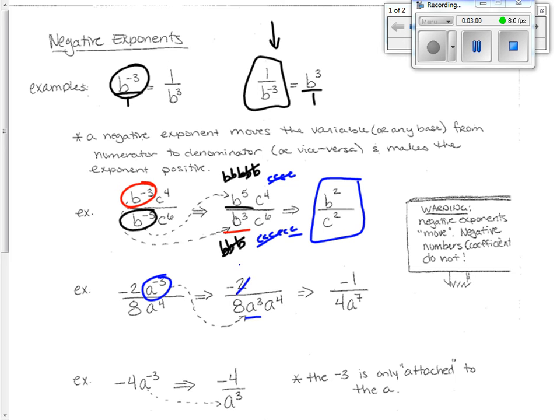Now I just reduce the fraction. 2 goes into 2 once, and 2 goes into 8 4 times, so I get negative 1 on top, a 4 on the bottom, and then I've got 3 a's here and 4 a's here, so I've actually got 7 a's in that denominator.